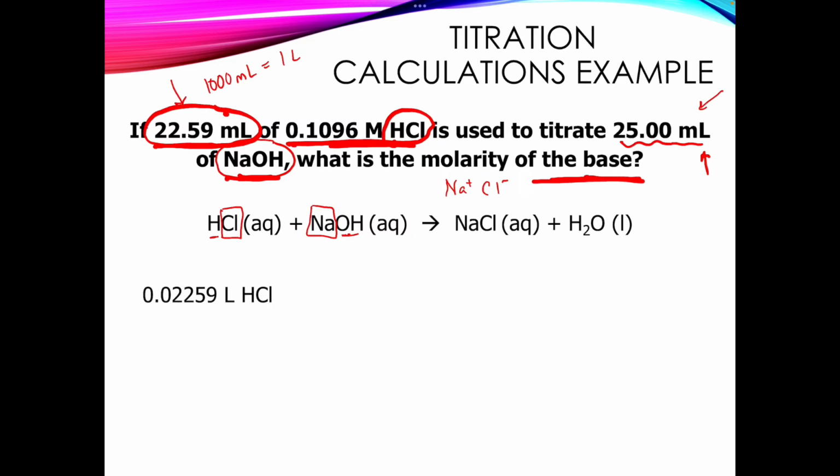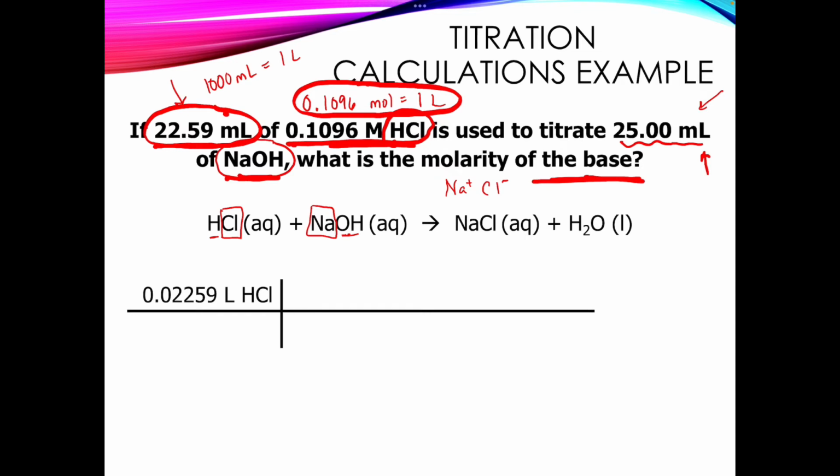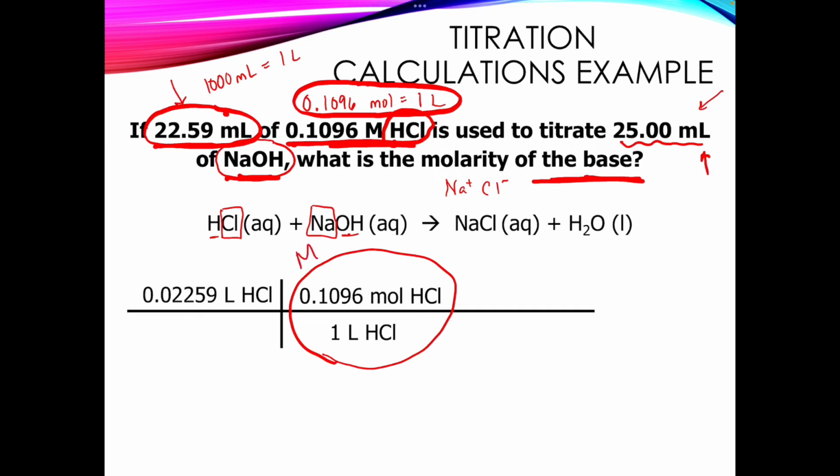All right, so now that we have our liters of hydrochloric acid, we can use our molarity to turn liters into moles. Remember that molarity is a conversion factor. So when we say 0.1096 molar, that's saying, okay, 0.1096 moles is equal to 1 liter. So we can use that as a conversion factor. So now liters has to cancel liters, so 1 liter will go on the bottom and the number of moles will go on the top. Okay, so again, this step here is just using our molarity as a conversion factor.